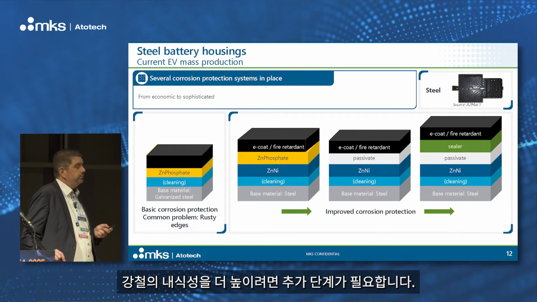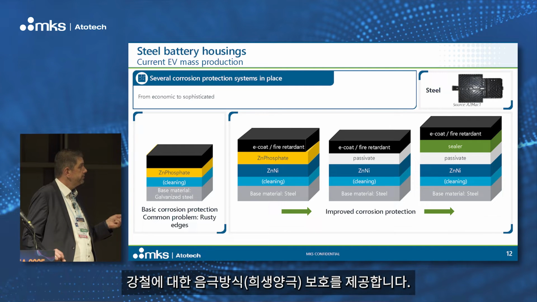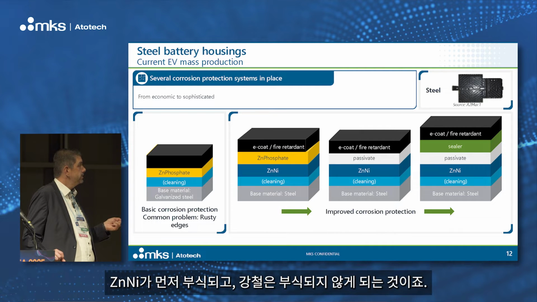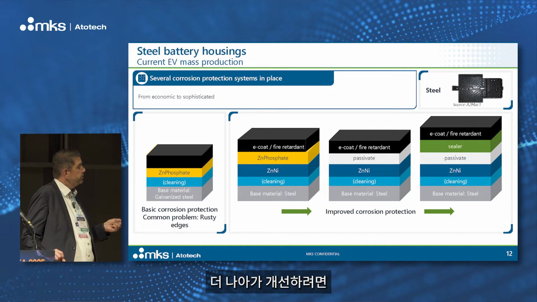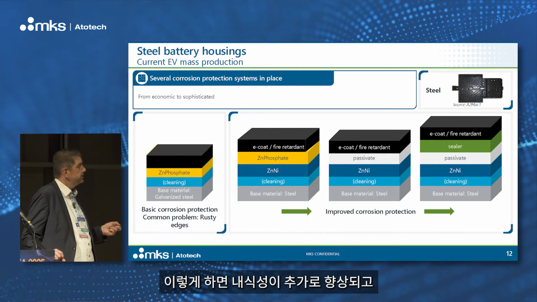If we want to improve this corrosion resistance for steel, we need certain steps. So we introduce a zinc nickel layer, which offers cathodic corrosion protection for steel, so it's the zinc nickel that is corroding and the steel is not corroding. If we go further and improve it further, we also use again a passive layer on the zinc nickel, replacing the zinc phosphate. This further increases the corrosion resistance.